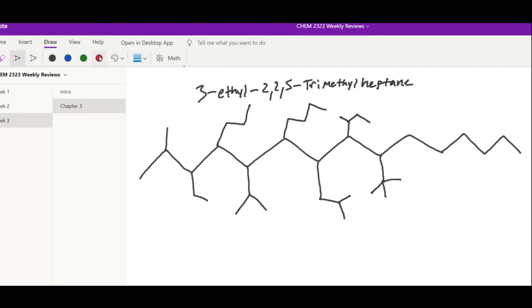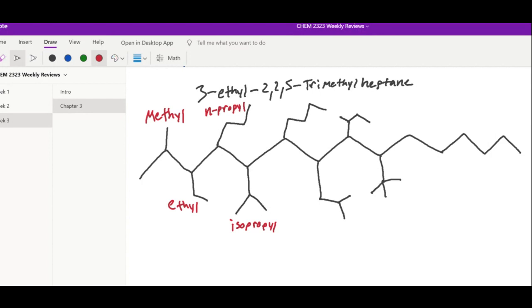Now I'm going to label all of these. So methyl, ethyl. So this is called N-propyl. This is called isopropyl. Okay.